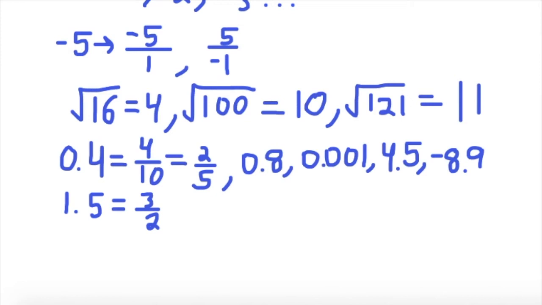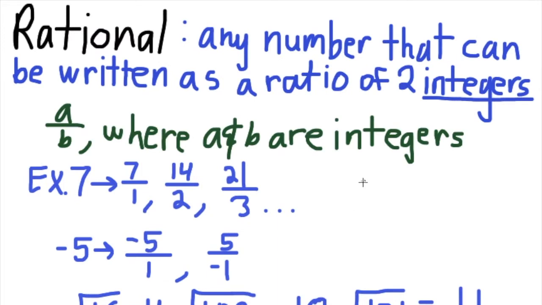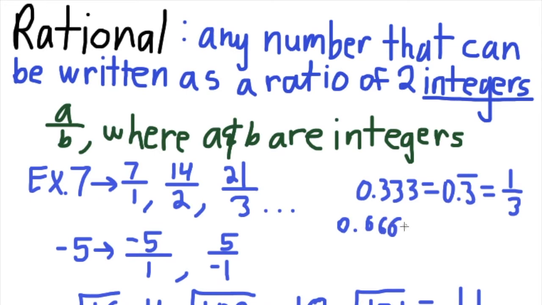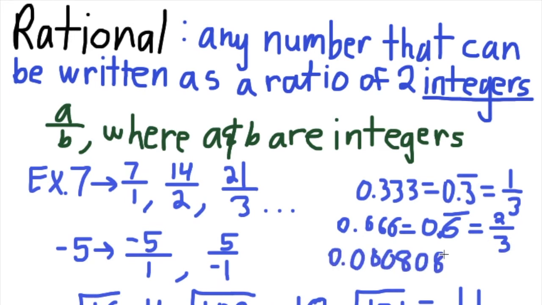Also, repeated decimals are rational numbers. For example, 0.33333 is commonly represented with a bar on top of the 3. That is a rational number because it can be rewritten as 1/3. Also, 0.66666, which is commonly represented as 0.6 with the bar on top, is a rational number, which can be rewritten as 2/3. 0.080808 is a rational number because it can be rewritten as 8/99.